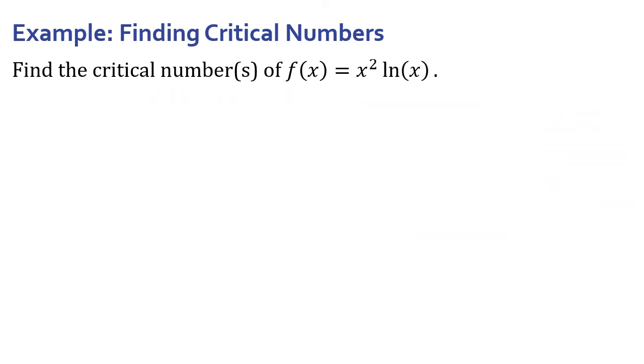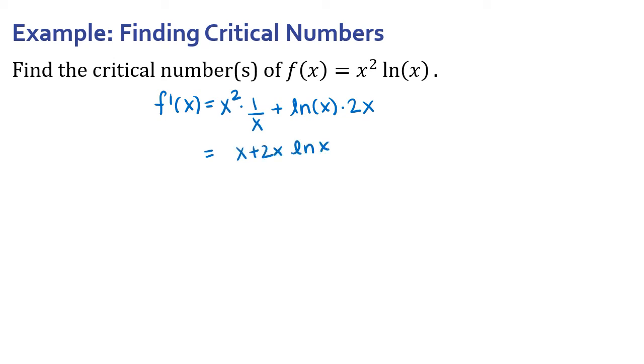All right, let's look at another one. Find the critical numbers of f of x equals x squared times the ln of x. So to find the derivative of this, we're going to have to do the product rule. So this is going to be the first function times the derivative of the second, plus the second times the derivative of the first. So that ends up simplifying to x plus 2x ln of x.